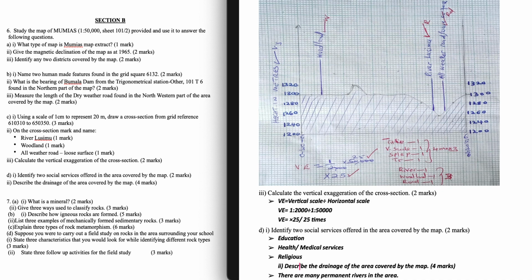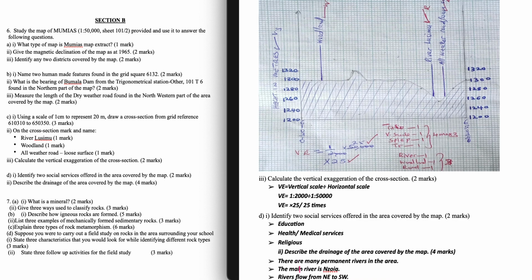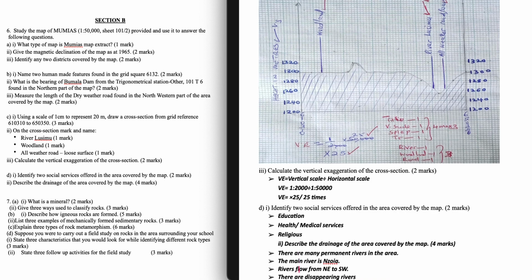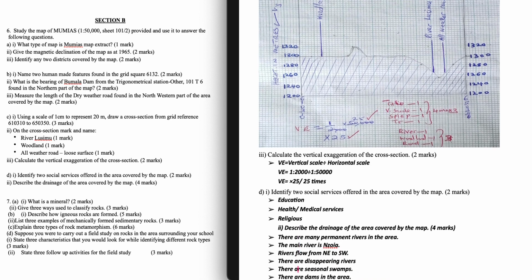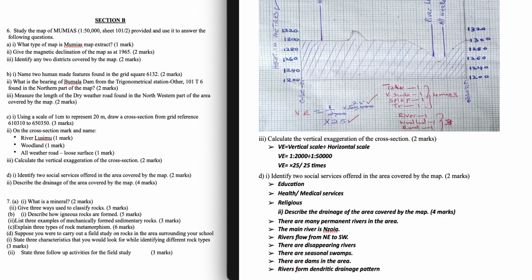Question 6D2. Describe the drainage of the area covered by the map. There are many permanent rivers in the area. The main river is Nzoia. Rivers flow from northeast to southwest. There are disappearing rivers. There are seasonal swamps. There are dams in the area. Rivers form a dendritic drainage pattern.